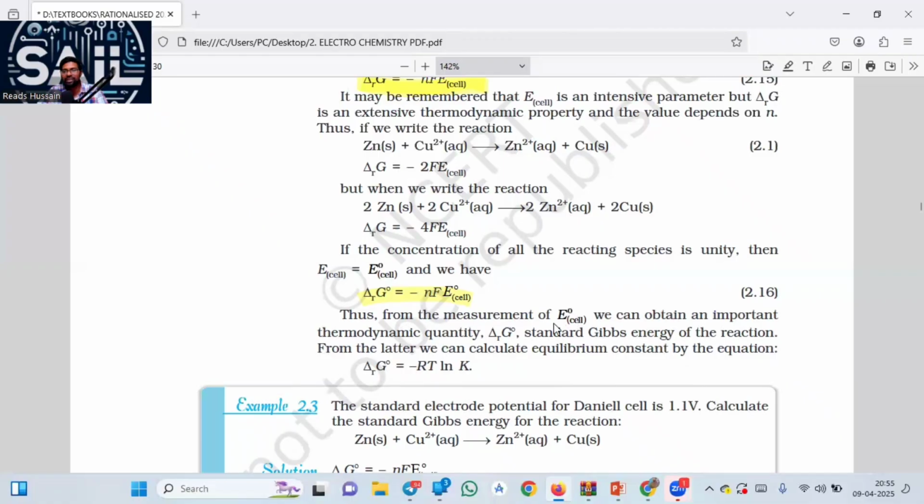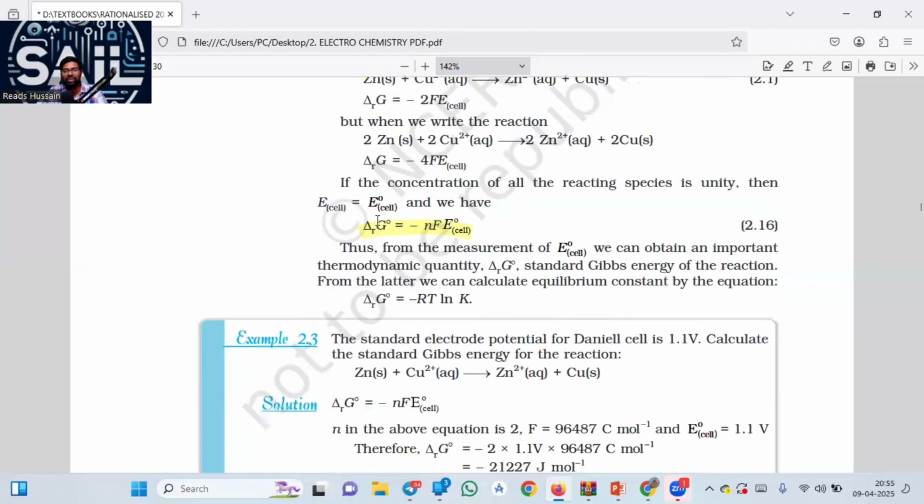So that's the measurement of E naught cell. We can obtain the important thermodynamics. Okay. Now remember this formula. This is an important form. And next one, here one more important formula. Delta G naught is equal to minus RT ln K. Note down this formula also.